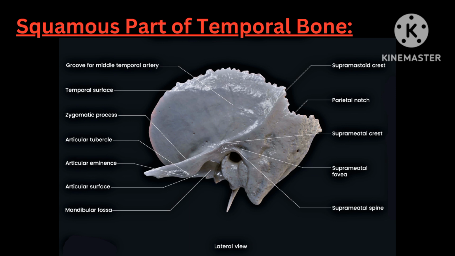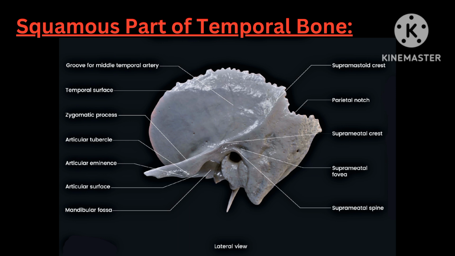The temporal surface of the squamous part contributes to forming the temporal fossa. Also, this part features 3 anatomical structures. Zygomatic process. Mandibular fossa. Articular tubercle. Zygomatic process. Projects anteriorly from the squamous part and articulates with the temporal process of the zygomatic bone to form the zygomatic arch. Serves as an attachment site for the masseter muscle, which aids in mastication.